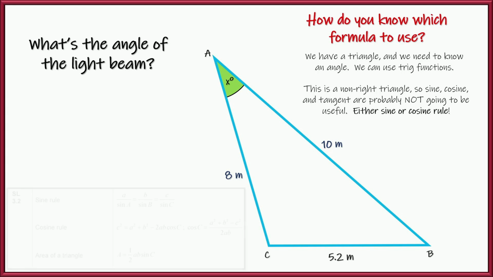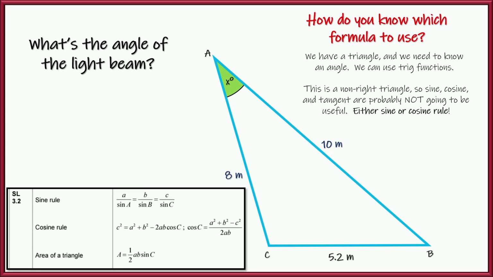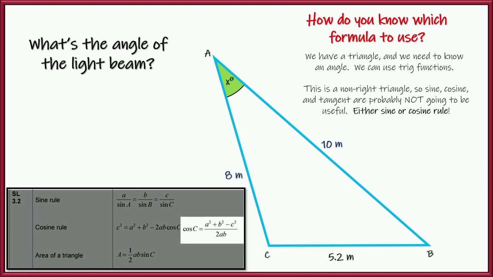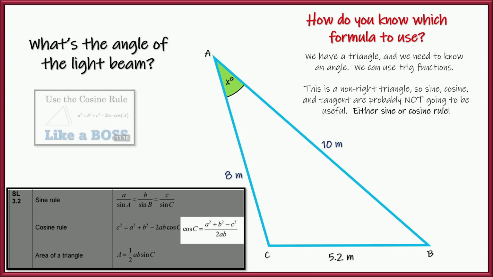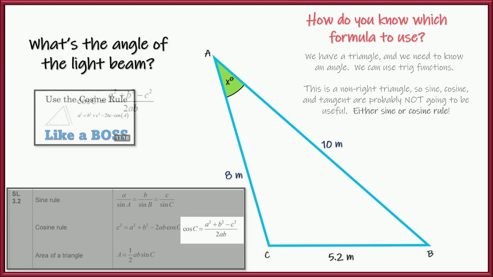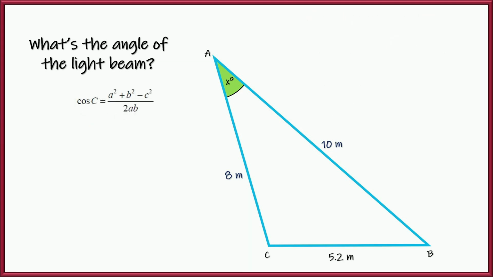If you're an IB student, hopefully you're familiar with the formula booklet. In the formula booklet, this is the way that the sine and cosine rules are presented to you, and we're going to use this one right here. If you're not familiar with the cosine rule, I'll leave a link to a video where I give you a lesson on that in the description below. But for now, this is the formula that we're going to use. So there's our formula right there.